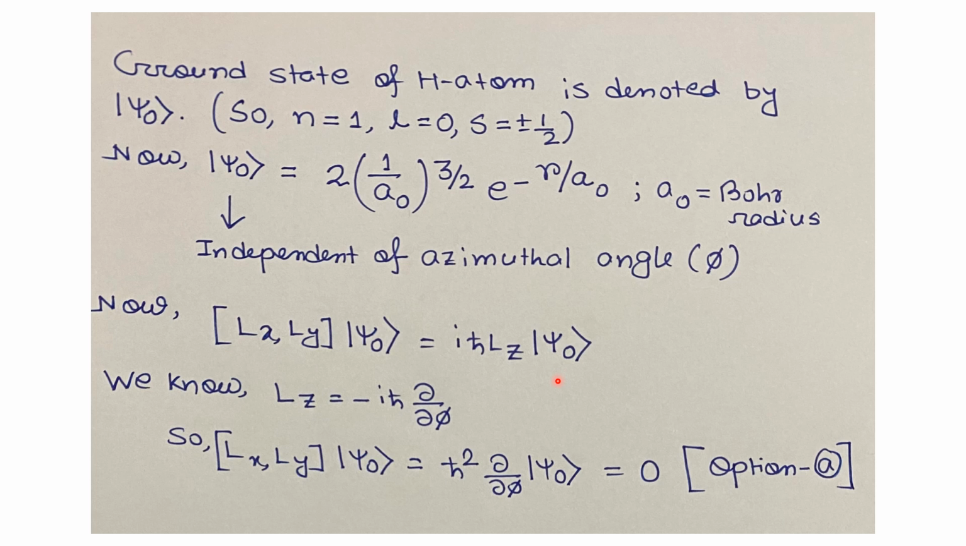Now in the spherical polar coordinates, that is r theta phi, we can represent the Lz operator as minus i h cut del by del phi. So we can write this operation as h cut square times del by del phi of the phi naught state. Now this state is independent of the angle phi, so it will give 0. So option A is correct.